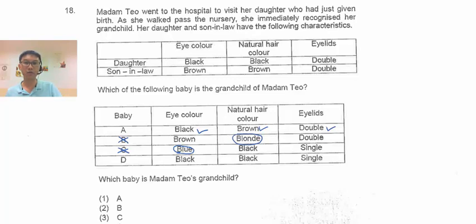D. Black. Okay, maybe from the daughter. Natural hair color black, maybe from the daughter. Eyelids single. Can it be possible? No, because both the parents have double eyelids. So if both your parents have double eyelids, you will also have double eyelids. So this is definitely not. So A will be her baby, or her grandson.